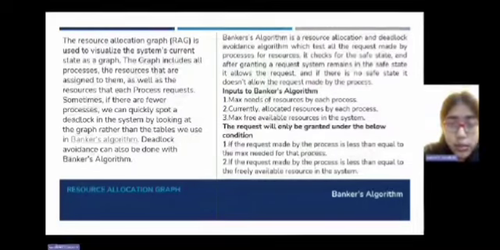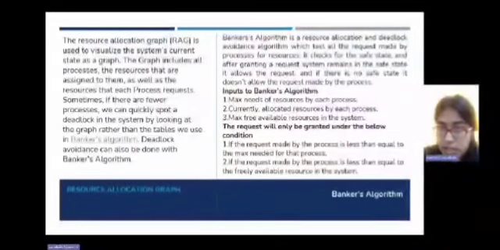Deadlock avoidance can also be done with the help of Banker's algorithm. So what is Banker's algorithm? Banker's algorithm is a resource allocation and deadlock avoidance algorithm which tests all the requests made by the process for resources. It checks for the safe state, and after granting the request the system must remain in the safe state. It allows the request, and if there is no safe state, it doesn't allow the request made by the process.